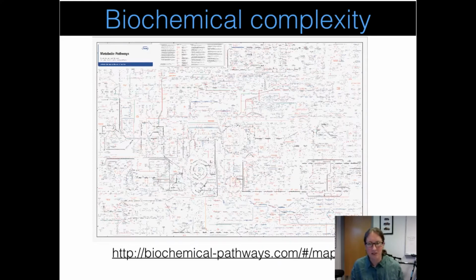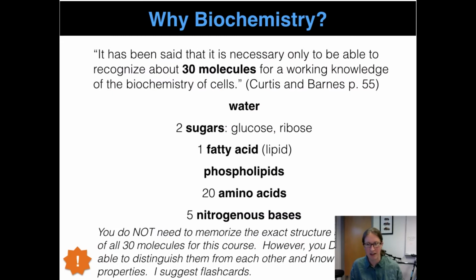Well, I think one answer comes from an older biology textbook. It's actually a favorite textbook of mine, as seen in this quote here. As it says, it's been said that it's necessary only to be able to recognize about 30 molecules for a working knowledge of the biochemistry of cells. And it might seem like 30 is still a fairly large number, but we can group those molecules into categories as well and tackle things one by one.